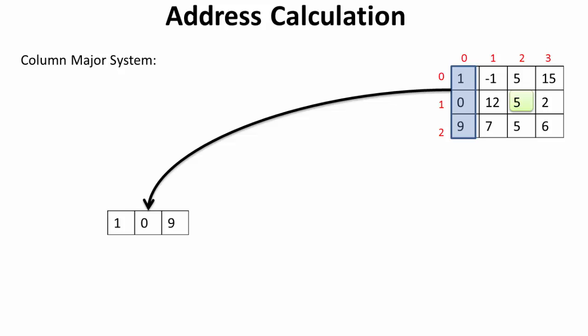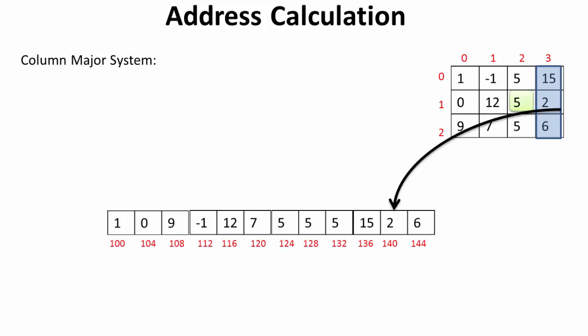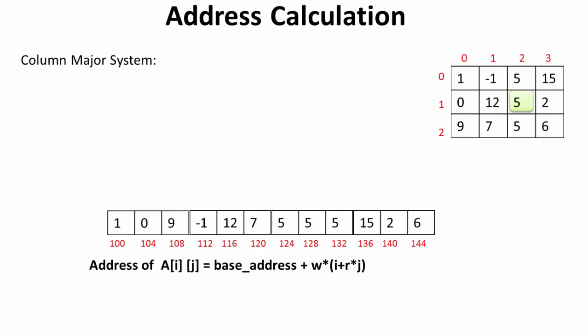Now what about the column major system? In the column major system, all the items of the same column are stored consecutively like this. Let's assign some addresses to this, and see how we can calculate the address of any element. The address of aij will be the base address plus w multiplied by (i plus r multiplied by j). So instead of multiplying the number of columns with the row index, we are just multiplying the number of rows with the column index, as simple as that.